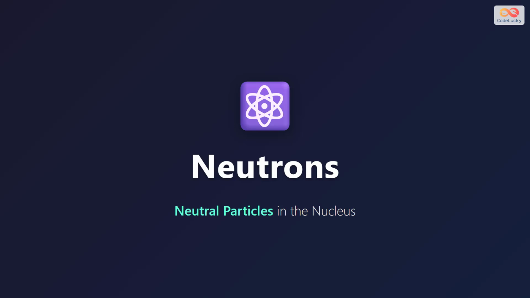Welcome to this lesson on neutrons. Neutrons are neutral particles found in the nucleus of an atom. In this video, you will learn about their properties, their role in atomic structure, and why they are essential for understanding chemistry and physics. Let's begin our exploration of these fascinating subatomic particles.